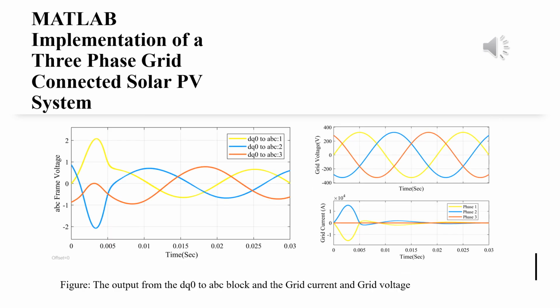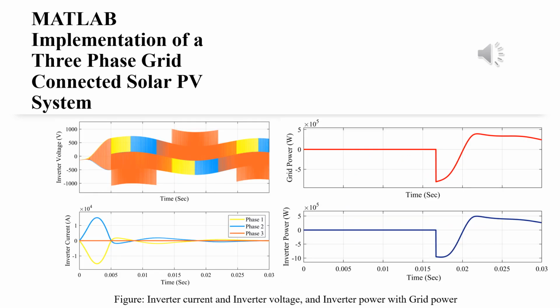This slide has two curves where the ABC frame voltage with respect to time when DQ0 to ABC is implemented is shown. Another graph has grid voltage and grid current shown. In this slide, inverter voltage and inverter current are shown. And in another graph, inverter power and grid power are shown. The power curves experience fluctuations at first, but the control mechanism gives it a stabilized operating point after a certain time.